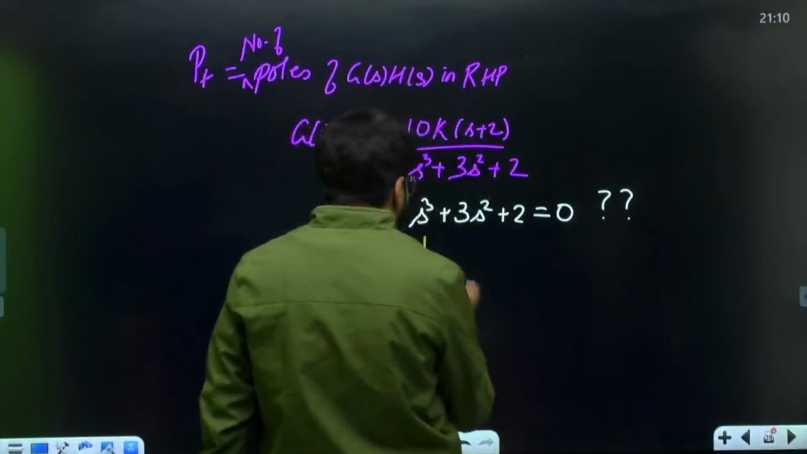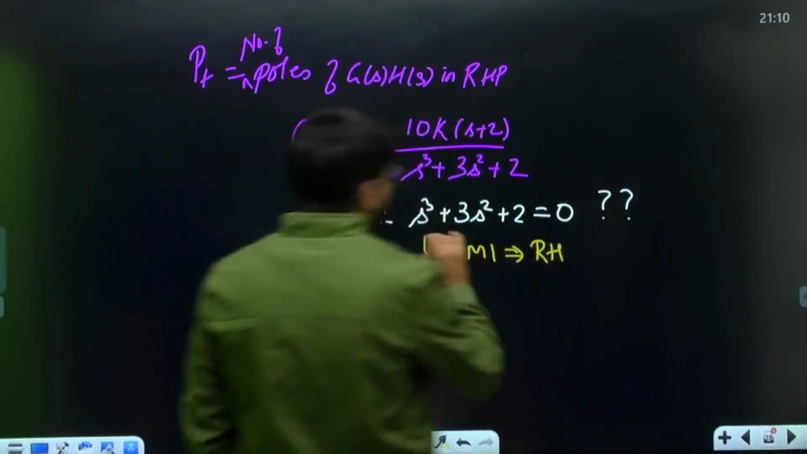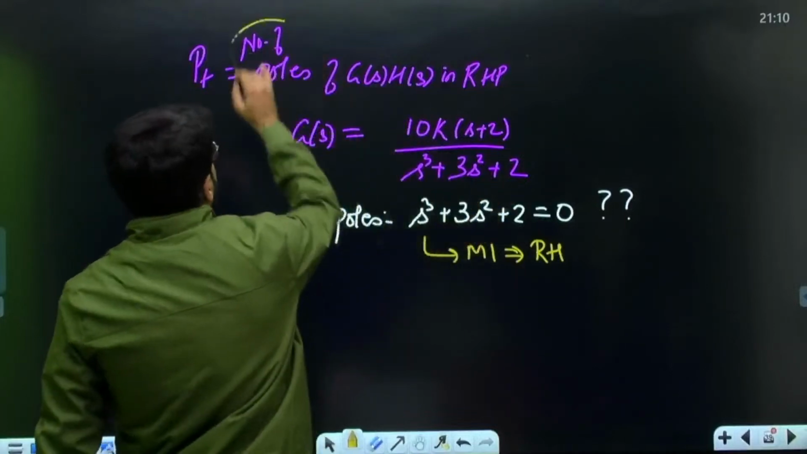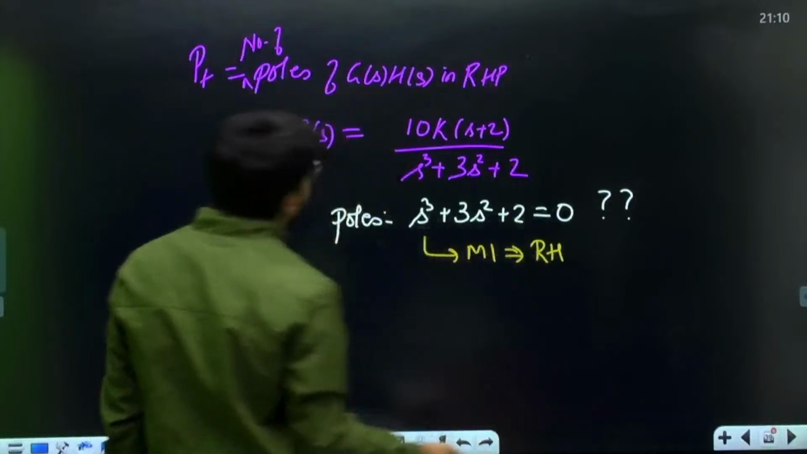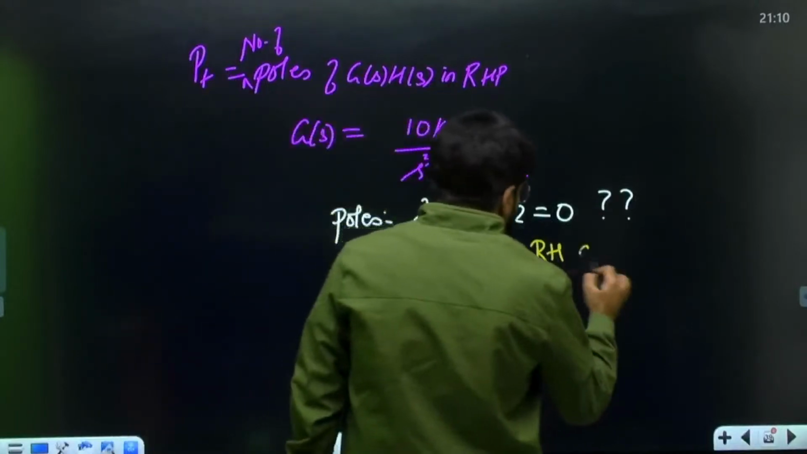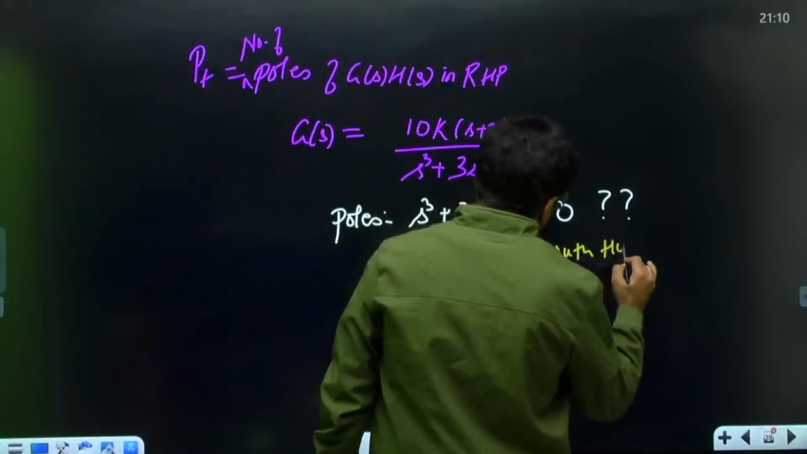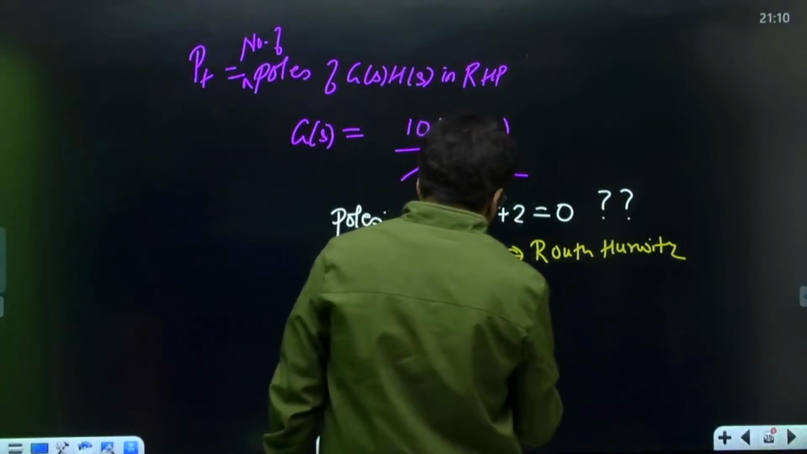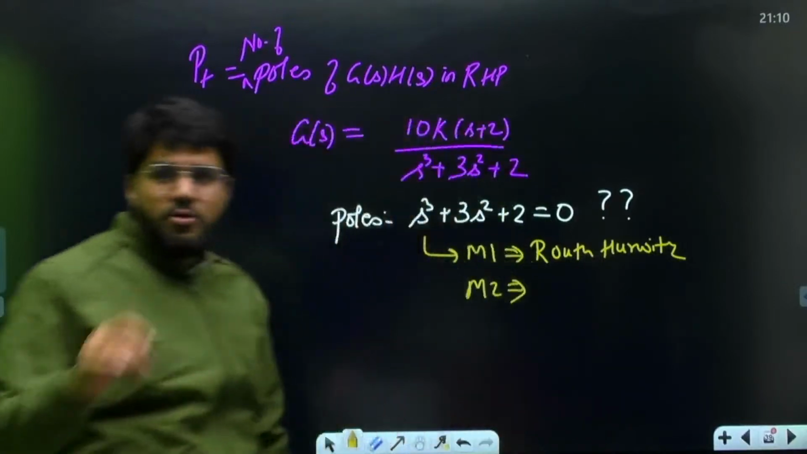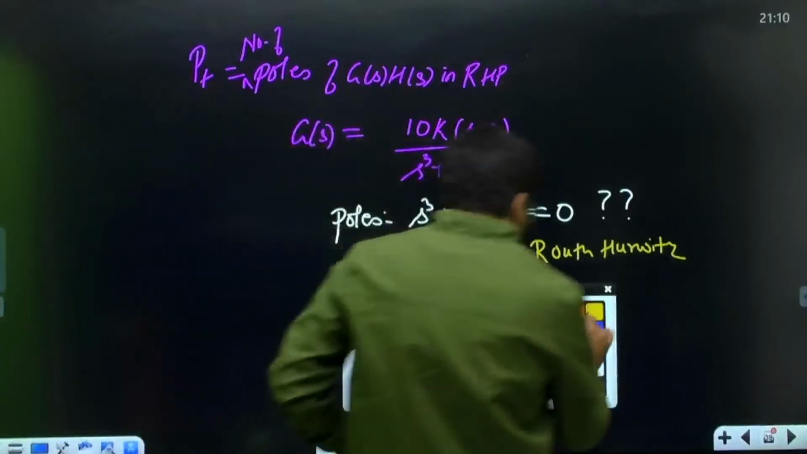So two ways here. Method number 1: you don't want the exact value, you only want the number of poles, that means the number of roots of this equation in the RHP. So the Routh-Hurwitz criteria is method number 1. Method number 2 is the Nyquist plot conceptual method.